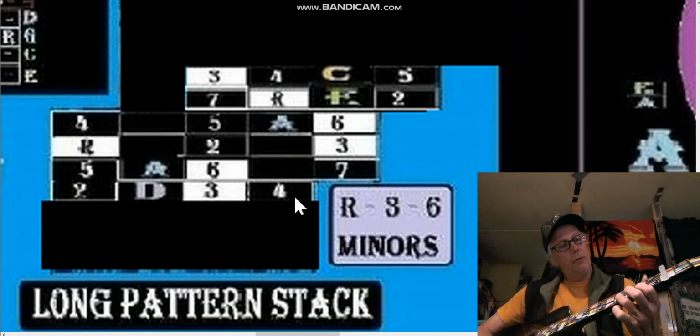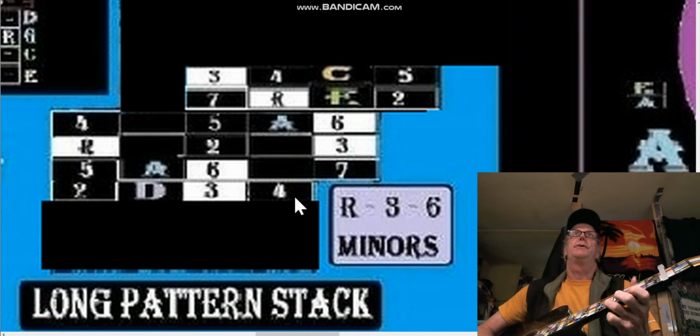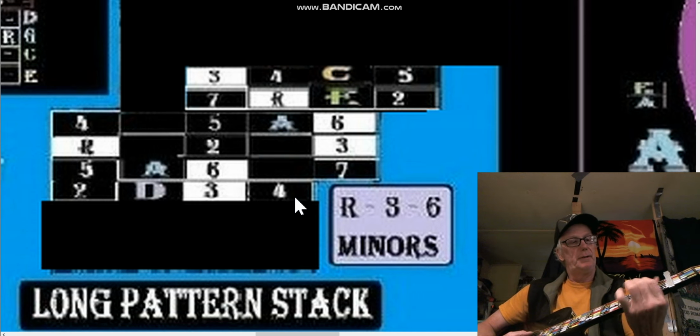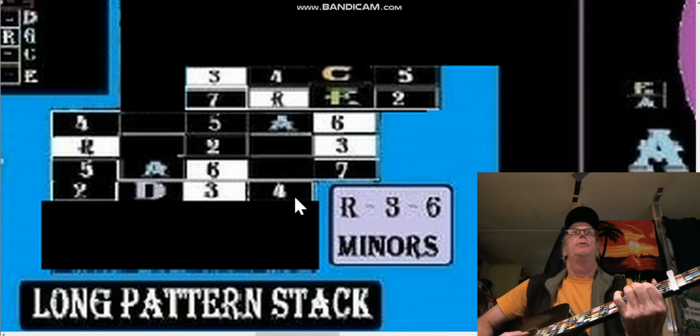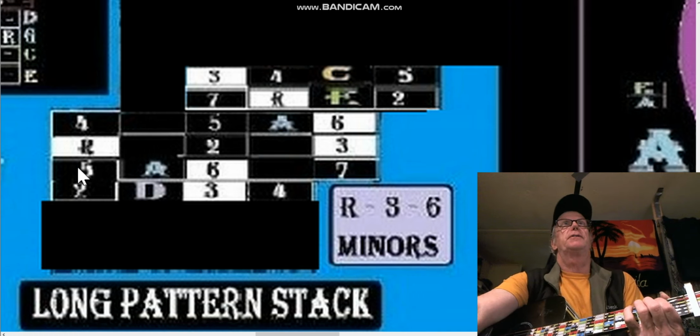Now we're going to warp up. Instead of that, it's 6, 7, root, 2, 3, 4, 5. So we'll do that again. So we play into that long pattern. Okay, so we've got an entire long pattern here, 4, 5, 6.